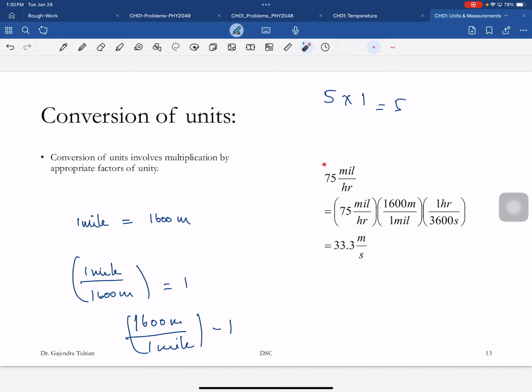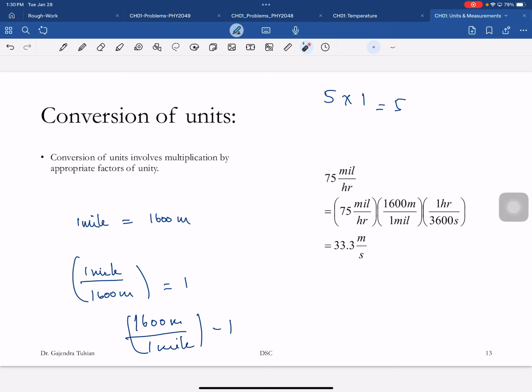So when you're converting units, all you're doing is multiplying by appropriate factors of unity. So here's 75 miles an hour, and this is unity. And why did we multiply that? The mile will cancel. Yeah, meters. And similarly, you want to cancel the hour. So 1 hour over 3,600 seconds. That's also unity. So all you did was multiply this number by this unity and that unity. That's how conversion happens, and that's equal to 33.3 meters per second.